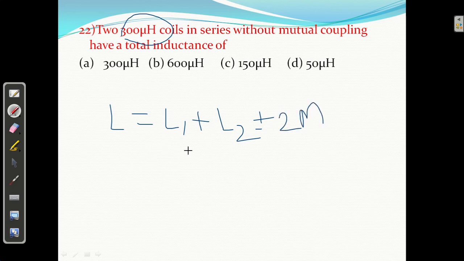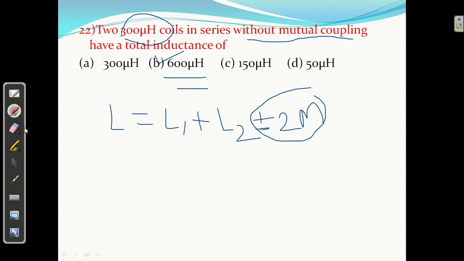If these two coils are connected in series in the same direction, that is cumulatively, then plus comes. If these two coils are connected in series differentially, it is the minus sign. Clear? That is the formula. But here without mutual inductance is given, so the mutual inductance term is not there. So L equal to L1 plus L2. L1 is 300, L2 is 300. So 300 plus 300 is 600 microhenry. That is the correct answer.